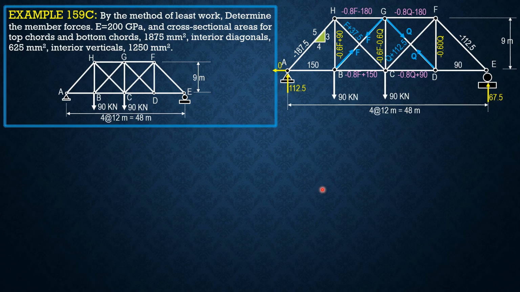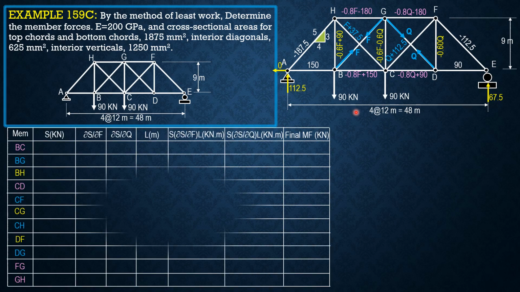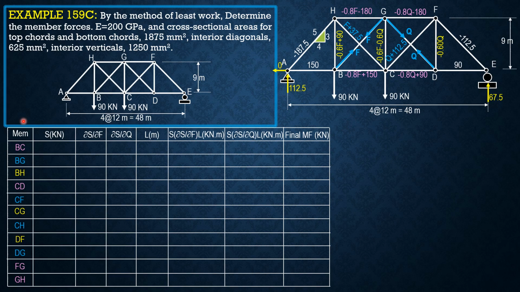So we proceed by tabulating. These are the colored members, so that it's easy for us to set up the summation of S, partial of S with respect to F, length over AE, because they have different areas, as well as the second one. There are two equations in two unknowns.